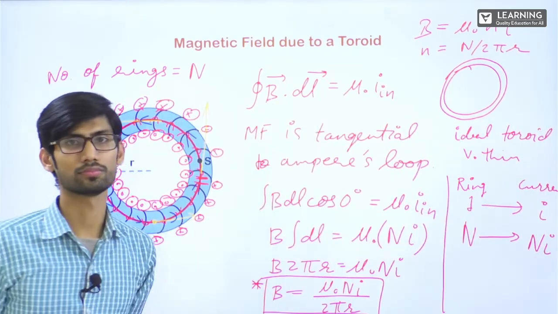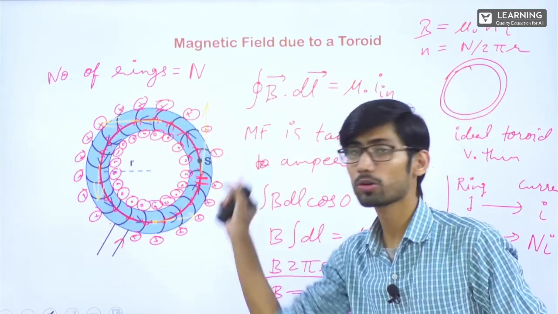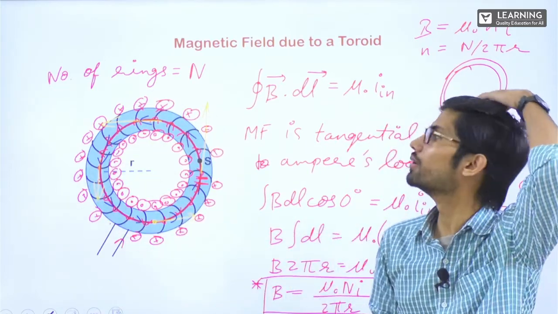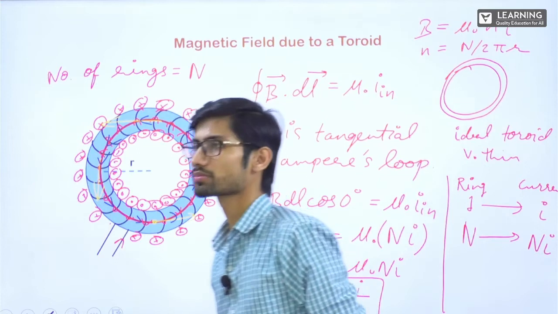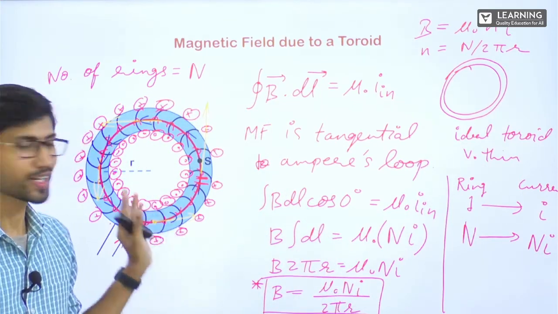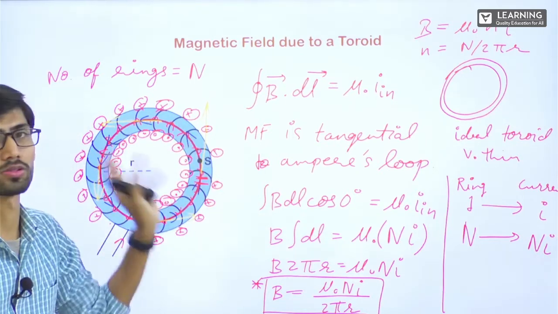Clear? I hope you got it. The magnetic field is in circular loops. Again, I am telling you, the direction is tangential. Understood? At all the points, inside also, outside also, and inside this hollow part also.